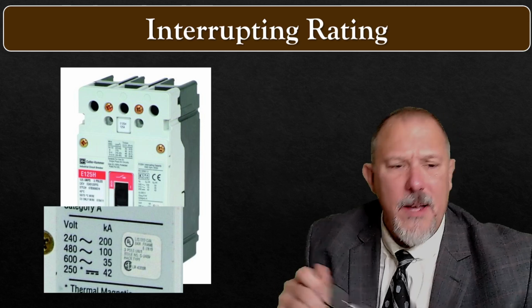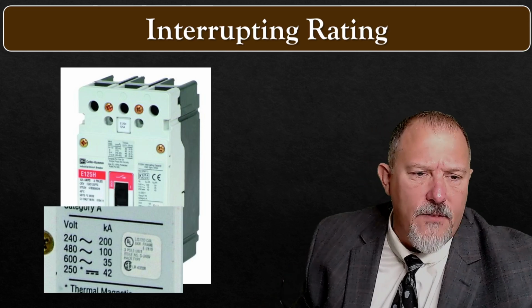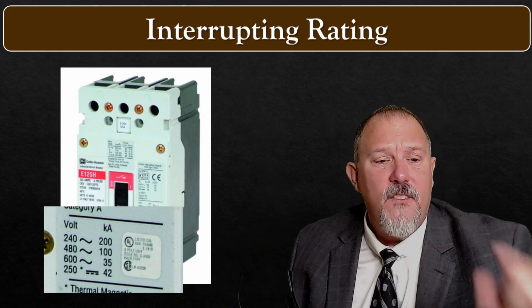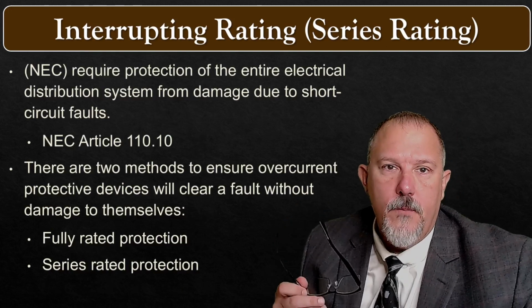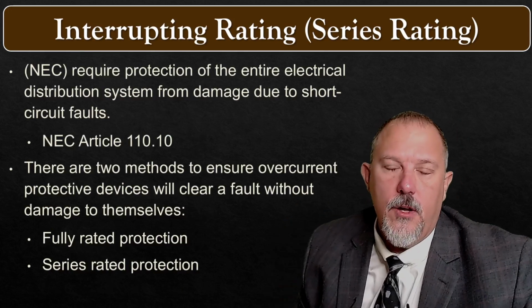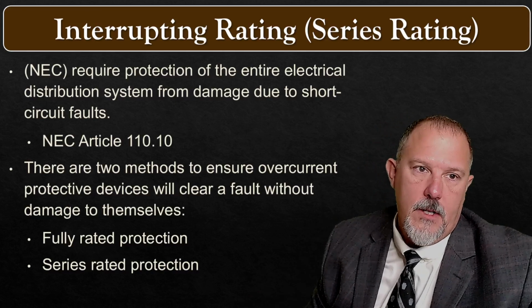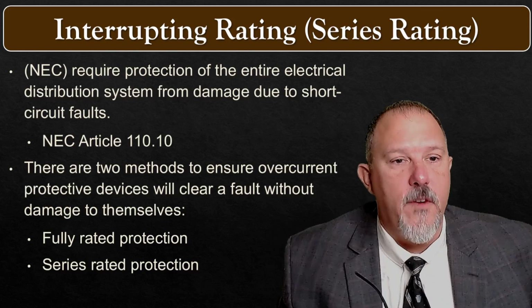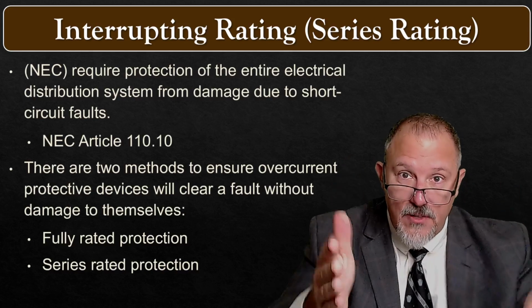You don't just say, well, at 600 volts it's 35, or at 480 volts it's 100, so I'll just divide that by 2. No, we don't do that. If it doesn't have DC marked on the faceplate, it is not rated for application in a DC application. AC only. Now, series ratings are another aspect of interrupting capability. It's a fully rated system or it's a series rated system.